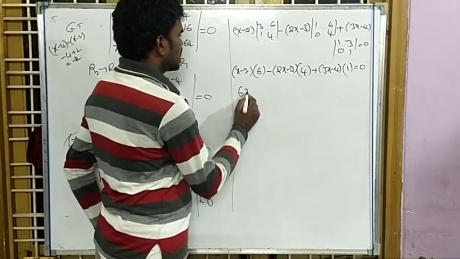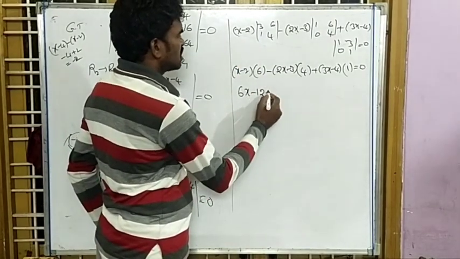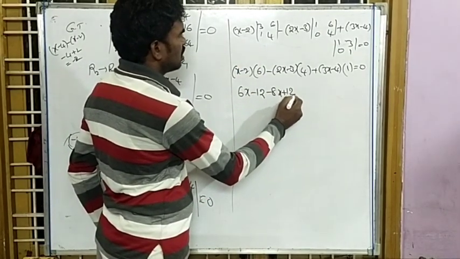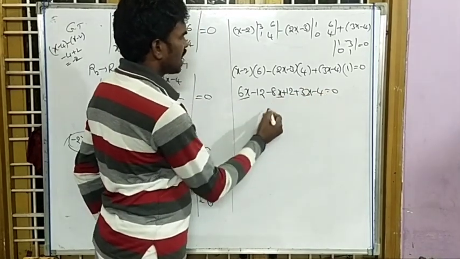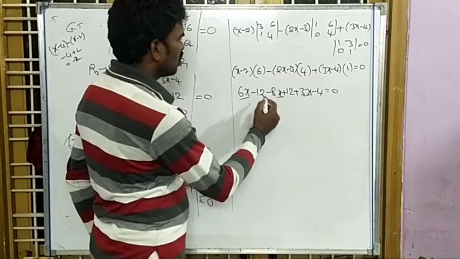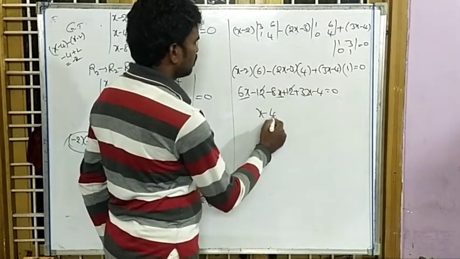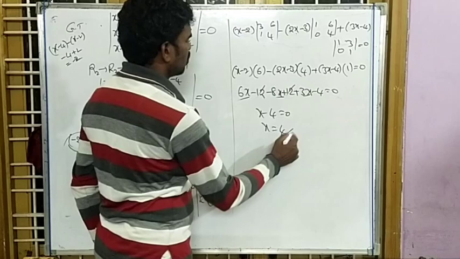6 into x, 6x minus 12 minus 2x into 8 minus 8x plus 12 plus 3x minus 4. How many x terms here? 6, here 3, 9 minus 8x, and constant terms, only minus 4 is there. So on the right side, x is equal to 4 is the answer.